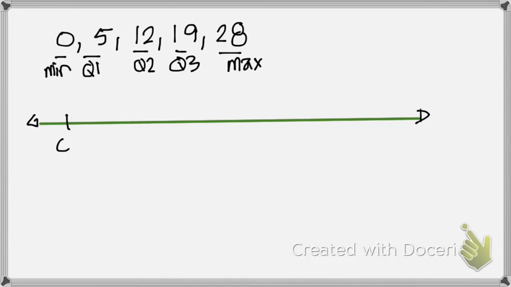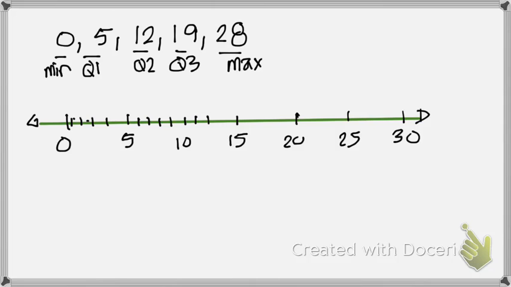So let's say I have 0. And then let's count out by 5. So 5, 10, 15, 20, 25, 30. And on your number line, you've got your little hash marks in between. So this would be 1, 2, 3, 4, 5, 6, 7, 8, 9, 10, 14, 15, 16, 17, 18, 19, 20, 21, 22, 23, 24, 26, 27, 28, 29. So there goes our number line.